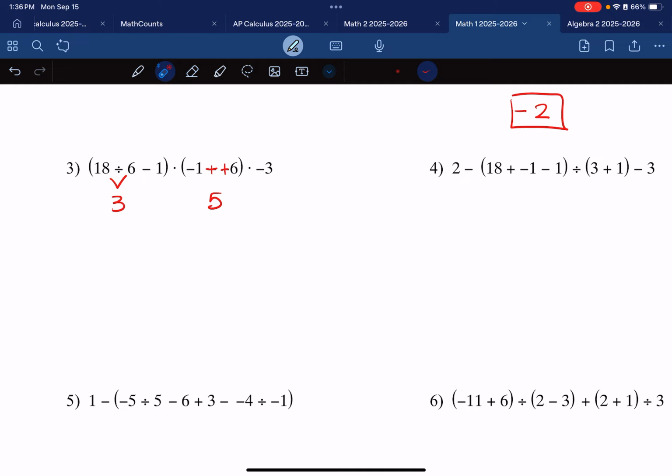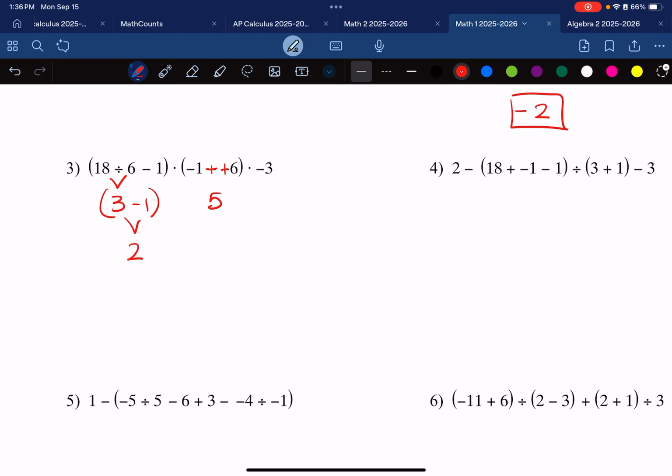I simplified everything inside this parentheses. This parentheses still needs some work because I still have a -1 inside the parentheses. 3 minus 1 is just 2. Again, you have a positive sign and a negative sign. You always subtract when you have different signs. And there's 3 minus 1 is 2. I take the sign of the larger. 3 was the larger. Therefore, this answer is a positive.